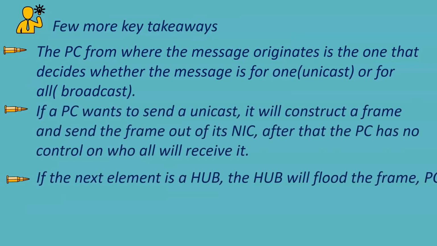If a PC wants to send a unicast, it will construct a frame and send the frame out of a NIC. After that, once the PC has sent it out of the NIC, it doesn't know what will happen to the frame. Is it directly going to another PC or is it going by a hub? What is going to happen to the frame? It is not aware of that. It is totally out of its control. If the next element is the hub, it will flood the frame.